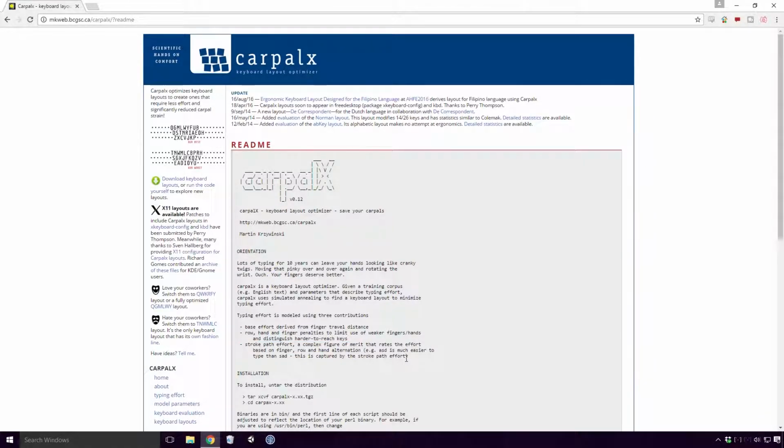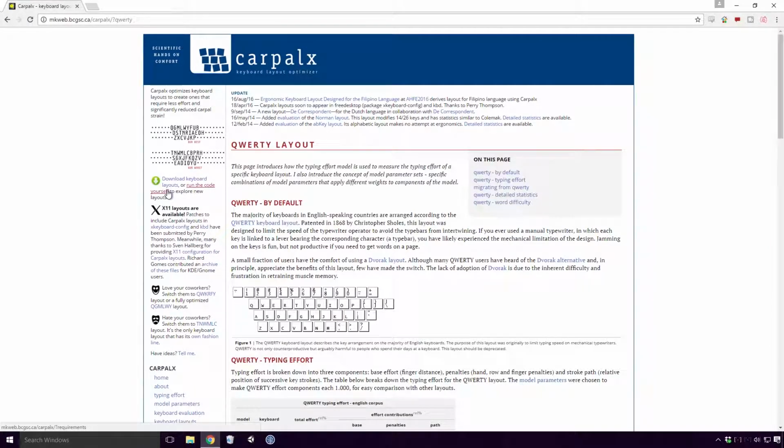I'm not 100% sure whether these are the best metrics to use to determine whether or not a keyboard layout is efficient, but so much effort has gone into it that I just can't ignore this. Let's have a look at QWERTY under Carpalx tests.